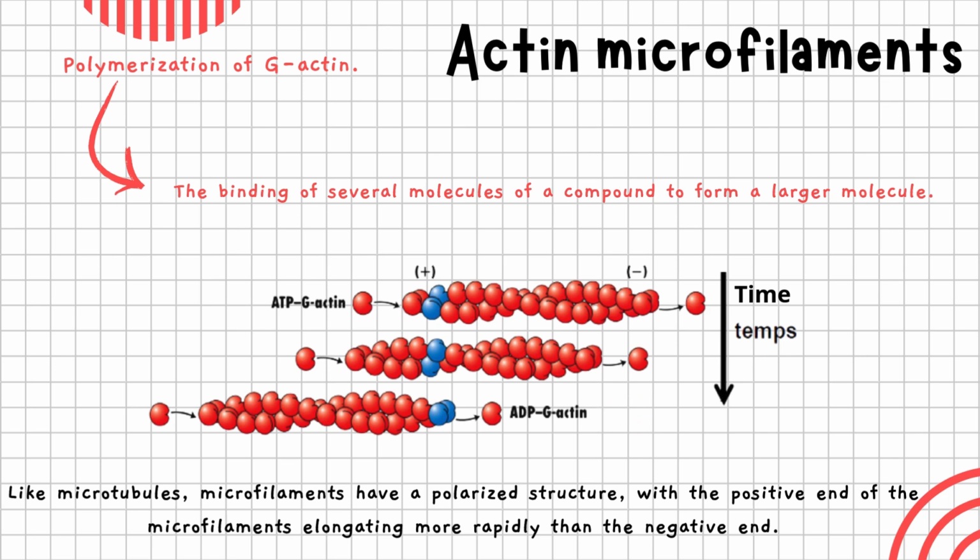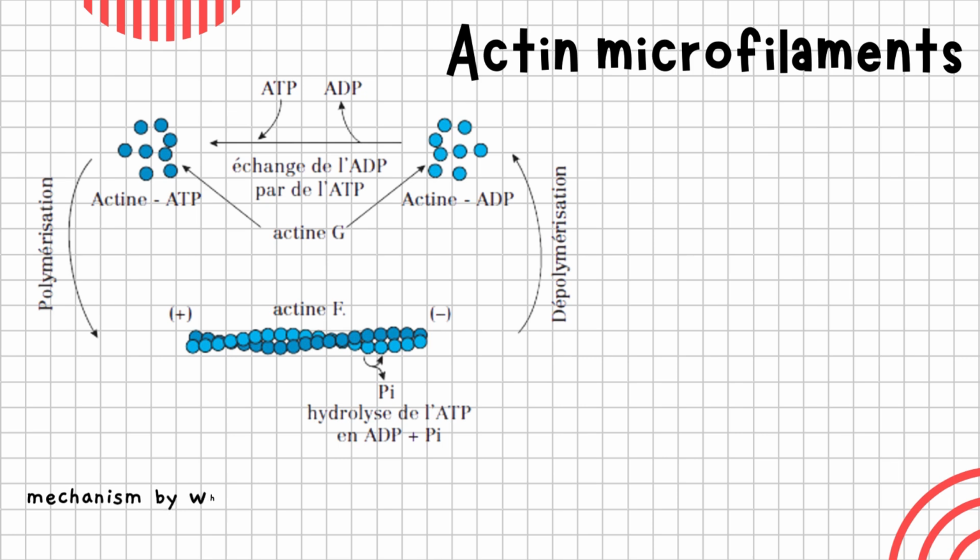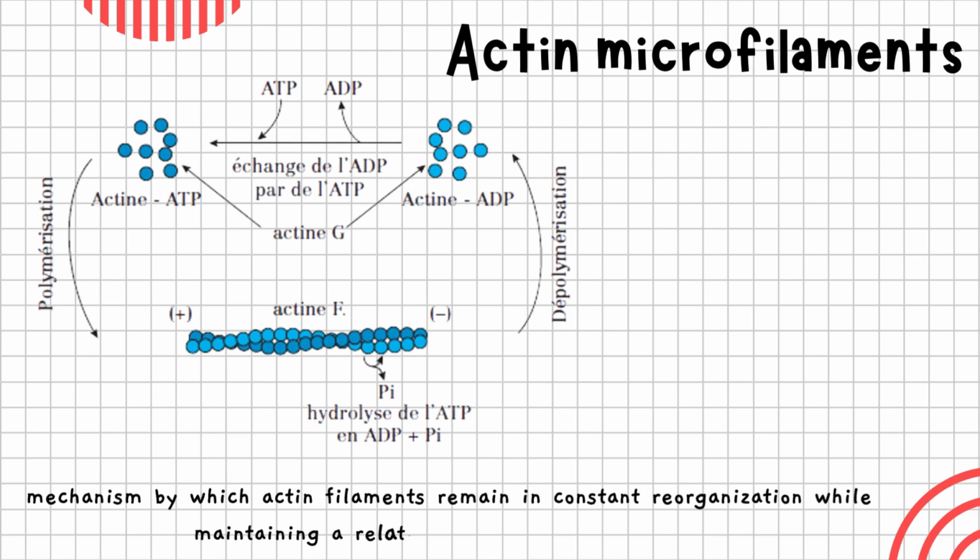In summary, this figure illustrates the dynamic cycle of actin assembly and disassembly, where the energy provided by ATP is used to maintain a balance between polymerization at one end and depolymerization at the other. This process of polymerization at the plus end and depolymerization at the minus end is a mechanism by which actin filaments remain in constant reorganization while maintaining a relatively stable overall length.